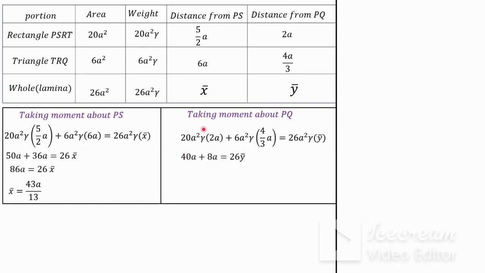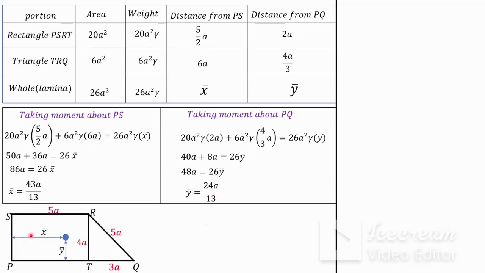Simplifying this expression further, we obtain 40a plus 8a equals 26 y bar. Simplifying also, 40a plus 8a gives us 48a equals 26 y bar. Once you get that, the value of y bar is equal to 24a divided by 13.